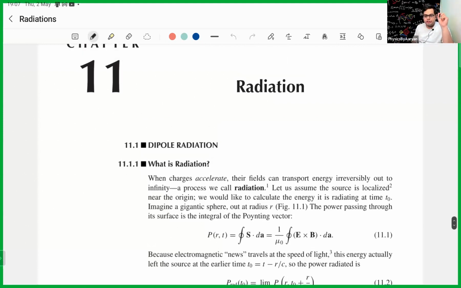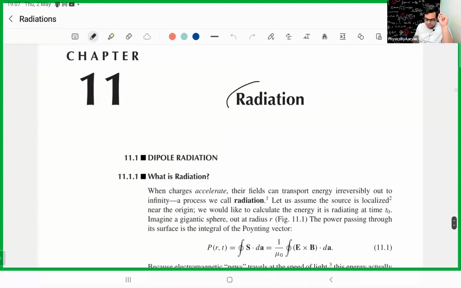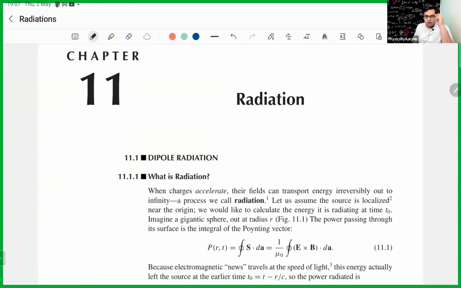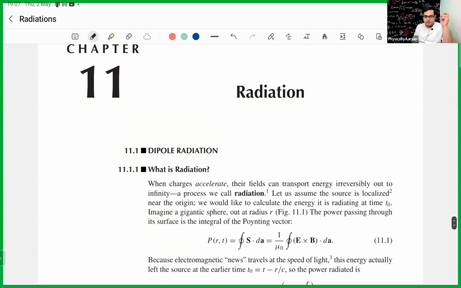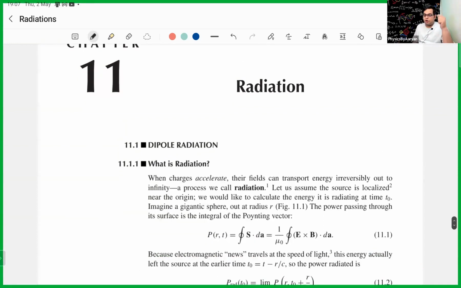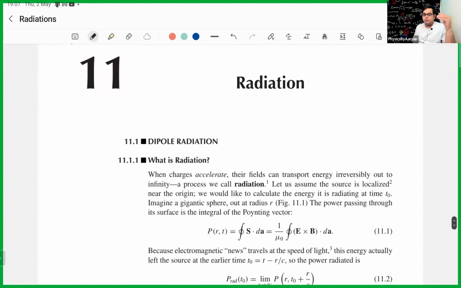If you have ever seen the radiation chapter in a Griffiths book, you will see it's a very long chapter. And even after reading this chapter a lot of times, you will realize that making good sense out of this chapter is very difficult because there are so many equations, long derivations, and a huge amount of assumptions.